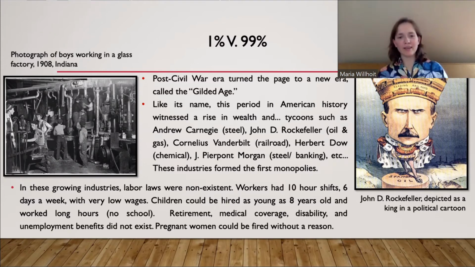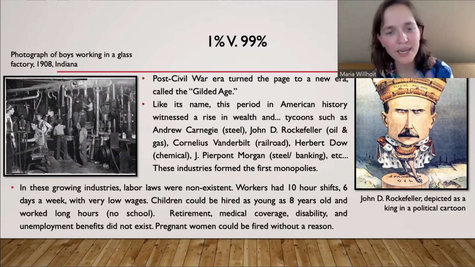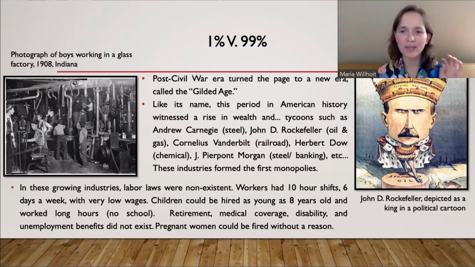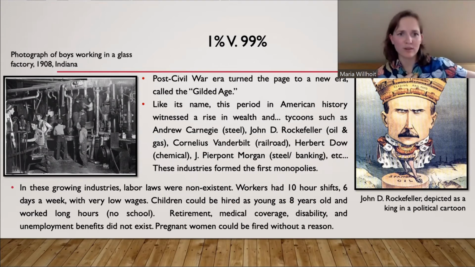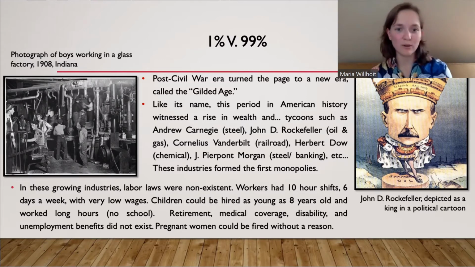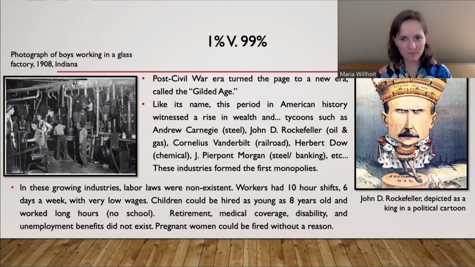But unfortunately, this is the 1%. What about the 99%? Especially those working in the factories. Well, this is the birth and the beginning of our industry. So we don't have a lot of laws in place. And in fact, we don't have anything in the Constitution that really talks about labor laws, because industry, as we know it today, didn't exist during the founding fathers' time. So labor laws don't exist. Protections certainly don't exist. Workers at this time had 10-hour shifts.